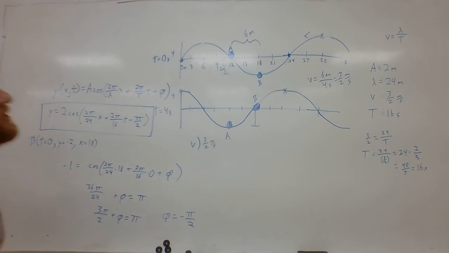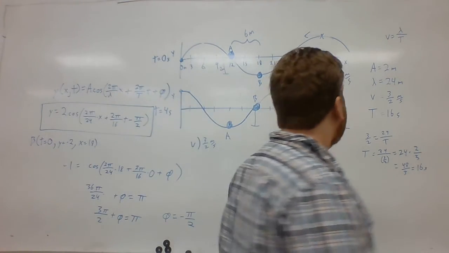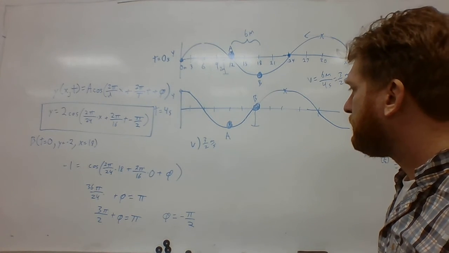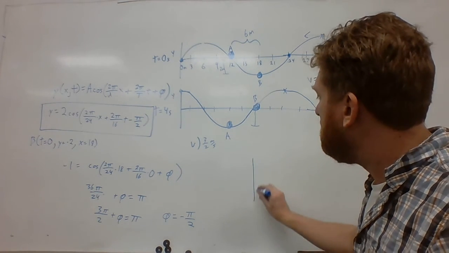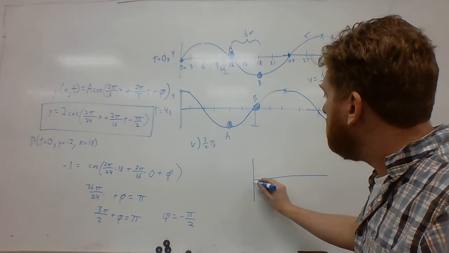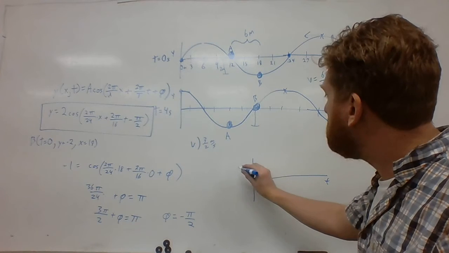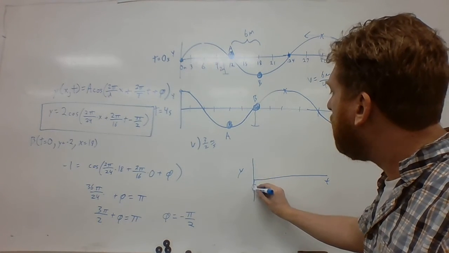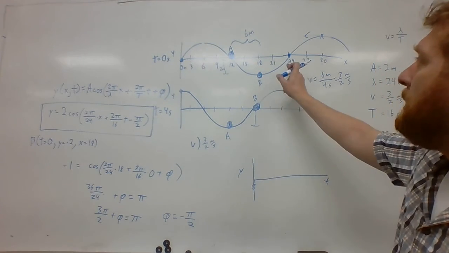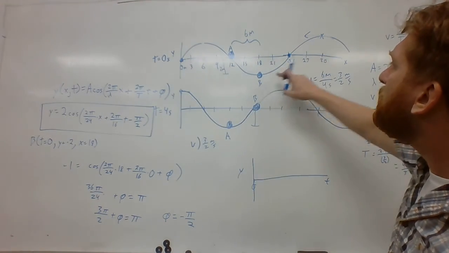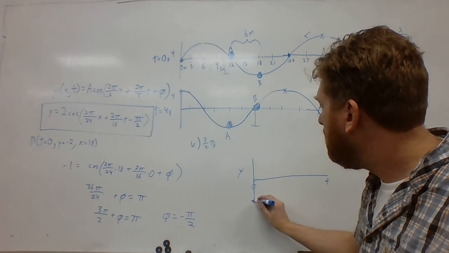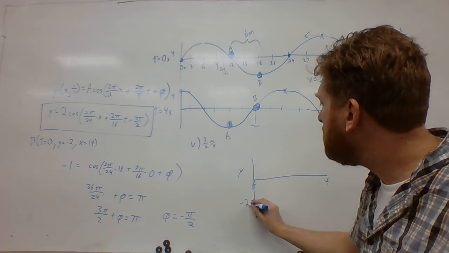Okay, the final question says, graph the position of buoy B versus time. This is pretty easy. We're going to graph the displacement versus time. So the origin corresponds to time equals 0. Where is buoy B at time equals 0? Well, this entire graph is time equals 0, and we see buoy B is down here at a minimum at minus 2 meters.